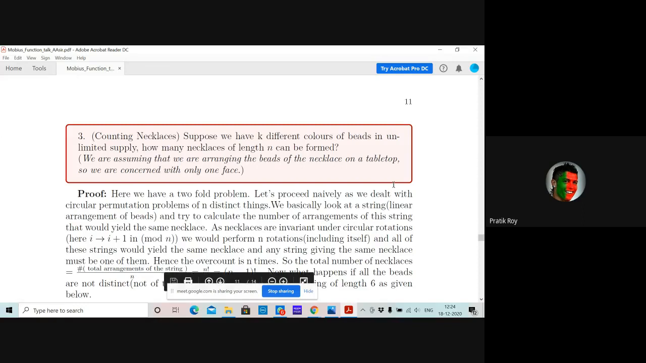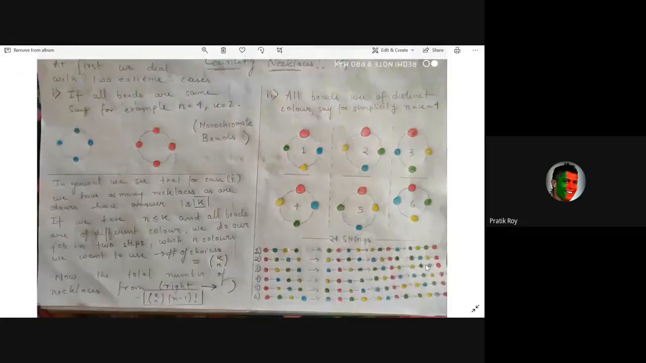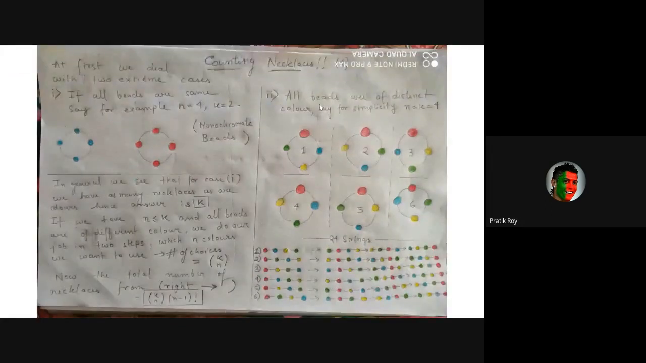Now I have some pictures here to elaborate. These types of problems are combinatorial problems, and they are very easy to deal with. Here are some examples first, to give us some motivation about how we must proceed, or in which direction we must go to get the answer. At first I have dealt with the two extreme cases. The first case is the monochromatic beads. Monochromatic beads means all the beads are of the same color, and the other extreme case would be all the beads are of different colors.